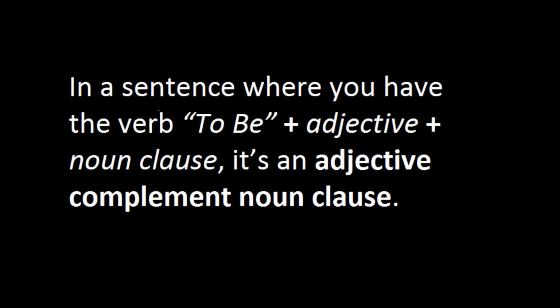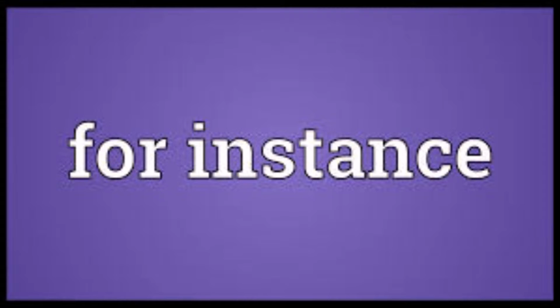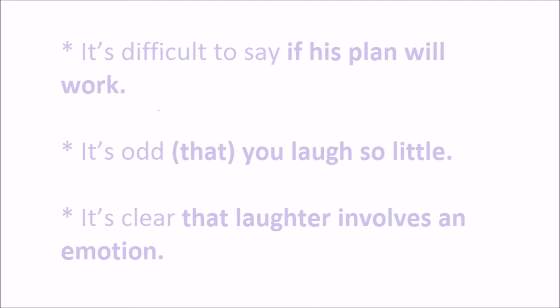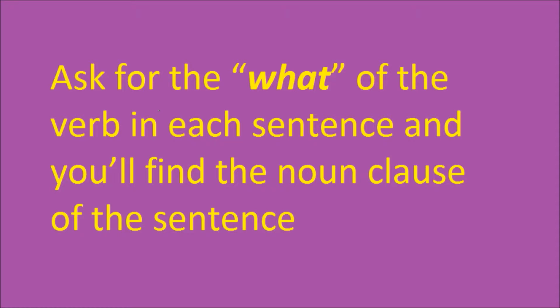A sentence where you have the verb to be plus adjective plus noun clause has an adjective complement noun clause. For instance, it's difficult to say if his plan will work. It's odd that you laugh so little. It is clear that laughter involves an emotion. It's your turn to ask for the what of the verb and find a noun clause.